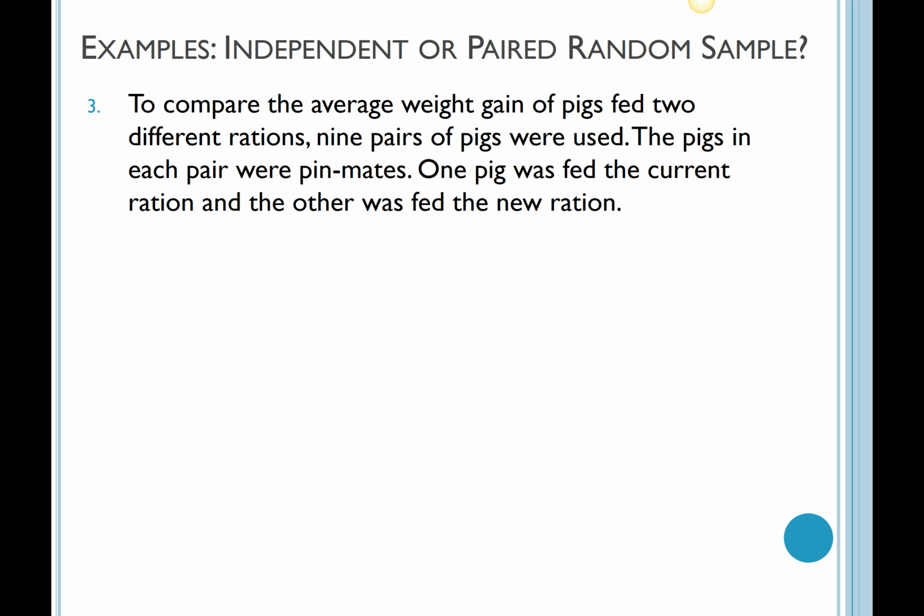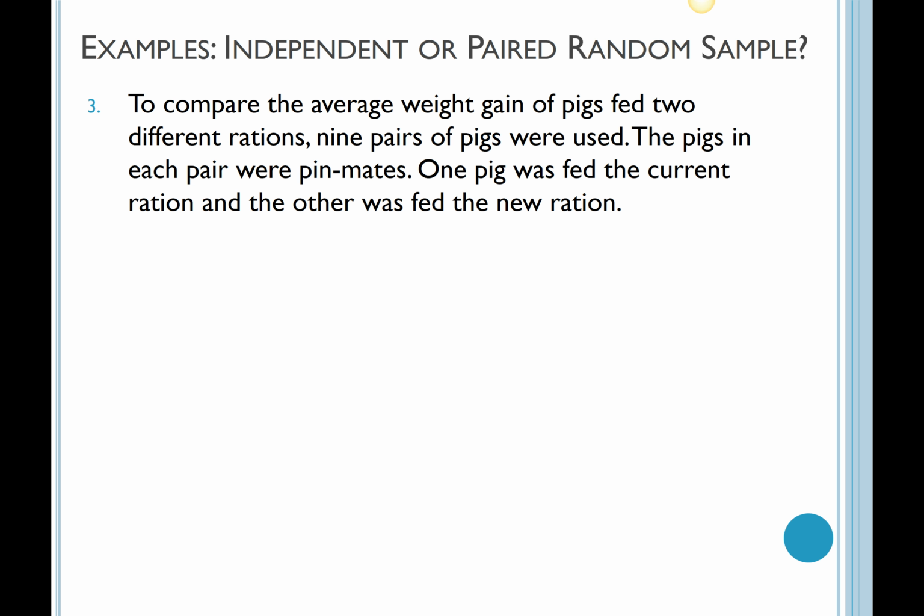Number 3, to compare the average weight gain of pigs fed 2 different rations, 9 pairs of pigs were used. The pigs in each pair were pinmates. One pig was fed the current ration, whereas the other was fed the new ration. All right, so what do you think this is going to be? Is this going to be an example of an independent random sample or a paired random sample?